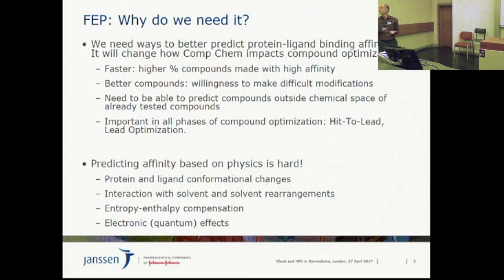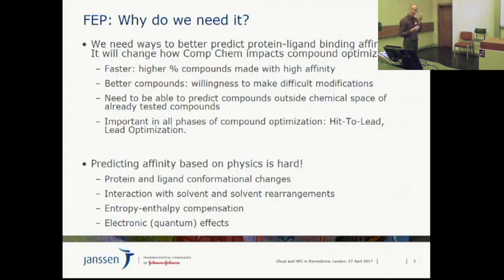So I'm heading a computational chemistry group at Janssen, so we do this all day. We do molecular design all day, try to predict what the activity will be of a compound that hasn't been made yet, and try to come up with the next best compound to make to speed up drug discovery. So we do need ways to better predict these affinities, because actually we're not good at that. We're really not good at that. Even though some people might say that they are good at it, they're not. It will actually change how computational chemistry impacts compound optimization.